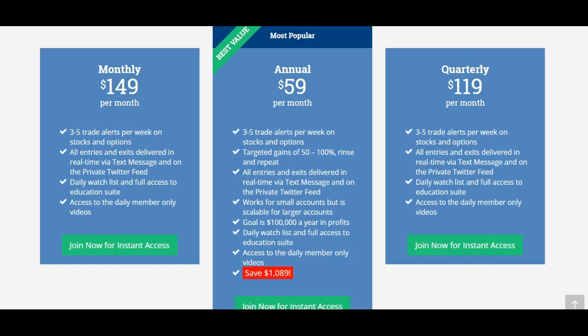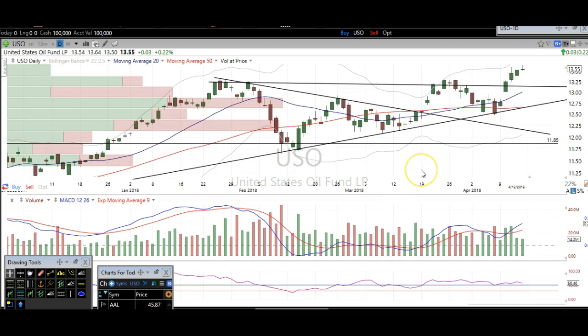All right, so let's take a look at this oil chart here. Boom, higher moves here. If you've been watching these videos that we've done on oil here, you know that we've been calling for higher prices here, okay? It's happened exactly how we've been calling it, okay?